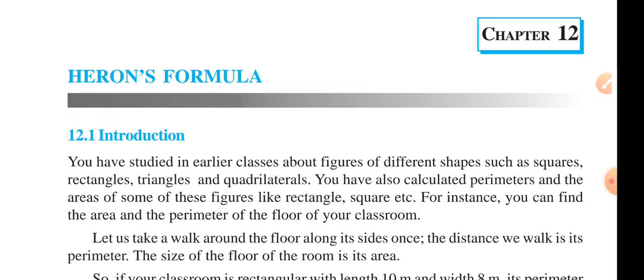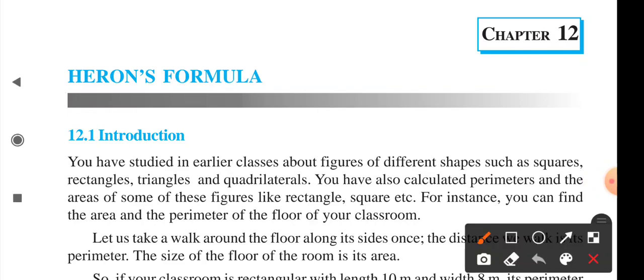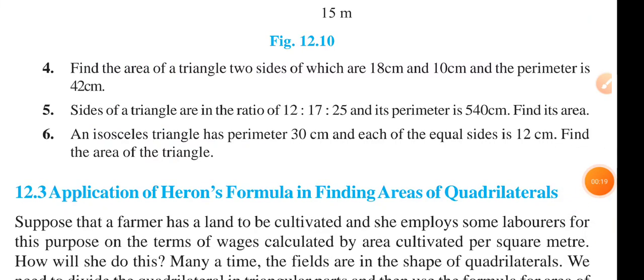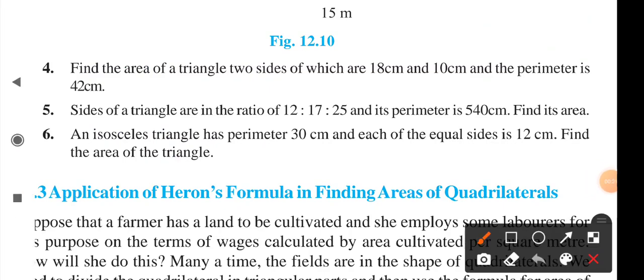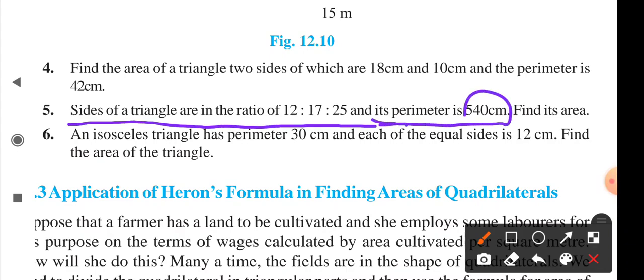In my previous video I explained Exercise 12.1, question number 1 till question number 4. Now I will start from question number 5. I am going to read the question. See, in question number 5, the sides of a triangle are in the ratio 12, 17 and 25 and the perimeter is 540. We have to find out the area of this triangle.